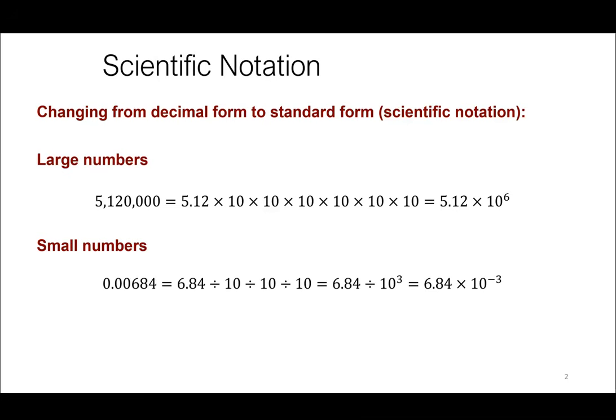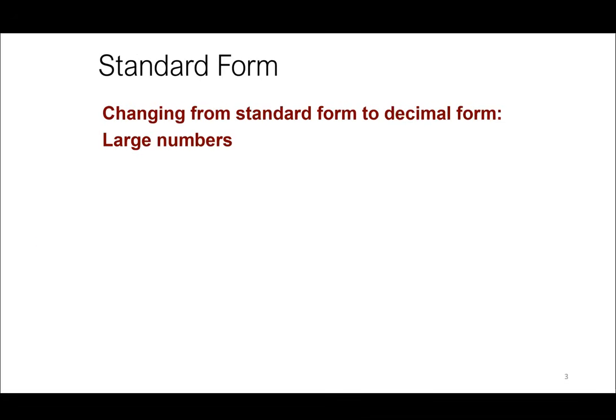You can do the same thing with small numbers. And since we're moving the decimal point in the opposite direction, instead of multiplying by 10, we are dividing by 10. So in your scientific notation, your exponent is going to be negative. Feel okay with this? I think this is usually pretty straightforward, right? Okay.